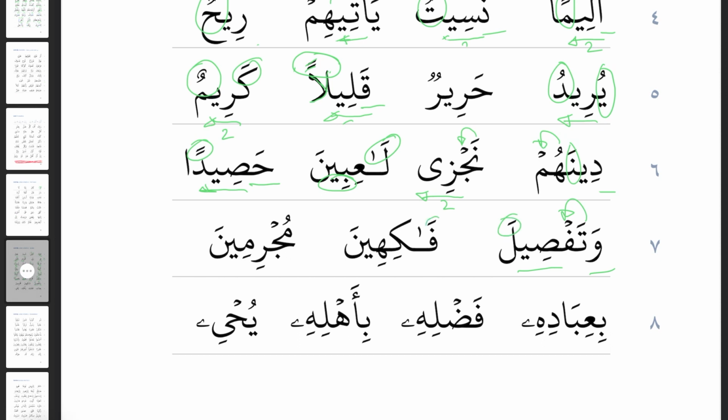Fa with a fatha and alif. So yes, you are right. This is a 2-count stretch. Fa, ki, he, na. So another word with 2 lots of 2-count stretches. The first time with the fatha, the second time here on the kasra. Then a meme joining to a jim, and I know I don't need to tell you now that that's a qalqala letter. Muj, ri, mi, na.